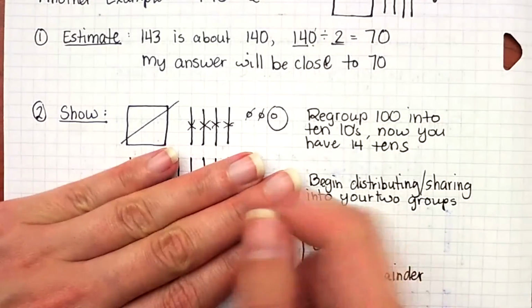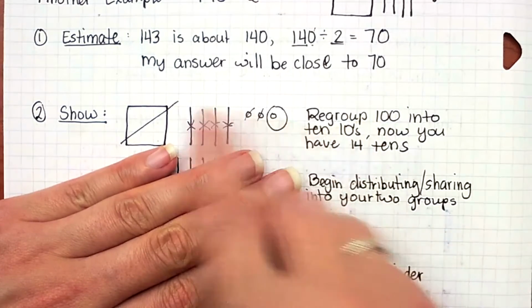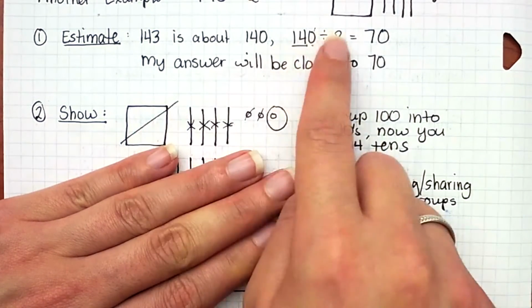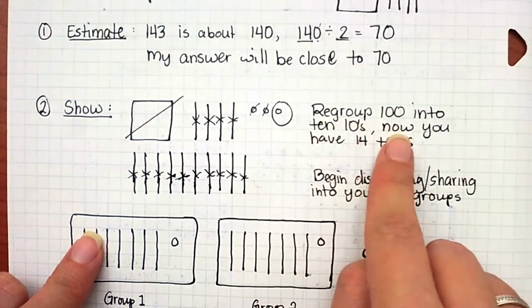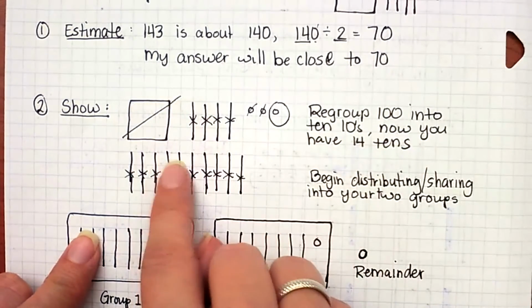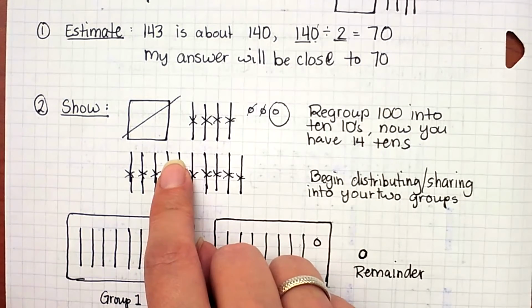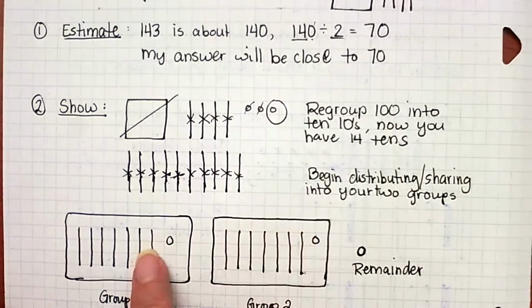So I have my 100, my 40, and my 3 right here. Now I can't share 100 between two groups, so I had to break apart that 100 into 10 tens. So I regrouped that group of 100 into 10 tens. So now I have 14 tens altogether. I have 14 tens and 3 ones. So now I'm going to start sharing.